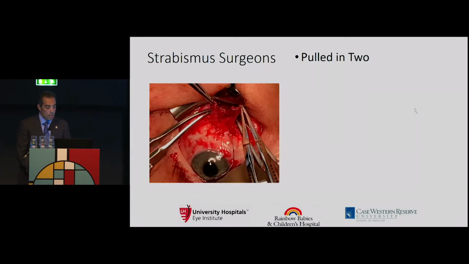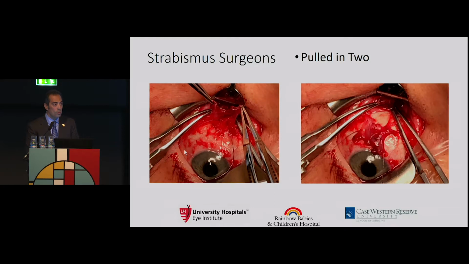Another thing that may happen, I hope it never happens to you, but if you've done this enough, you will see it nonetheless. And this is a patient that I was operating on with my fellow, and the fellow is an excellent surgeon. All of a sudden, I turned my eyes away from the patient. I heard an "oops," and the area was full of blood. The inferior rectus was pulled in two.